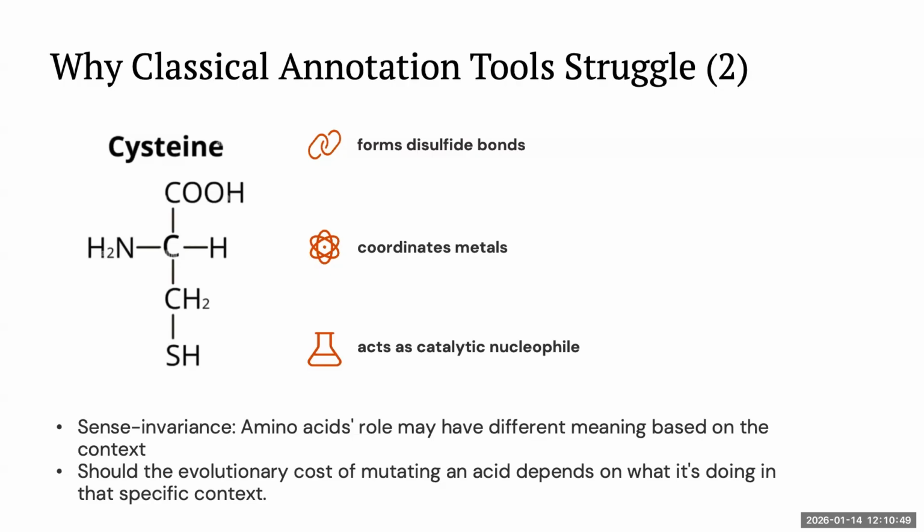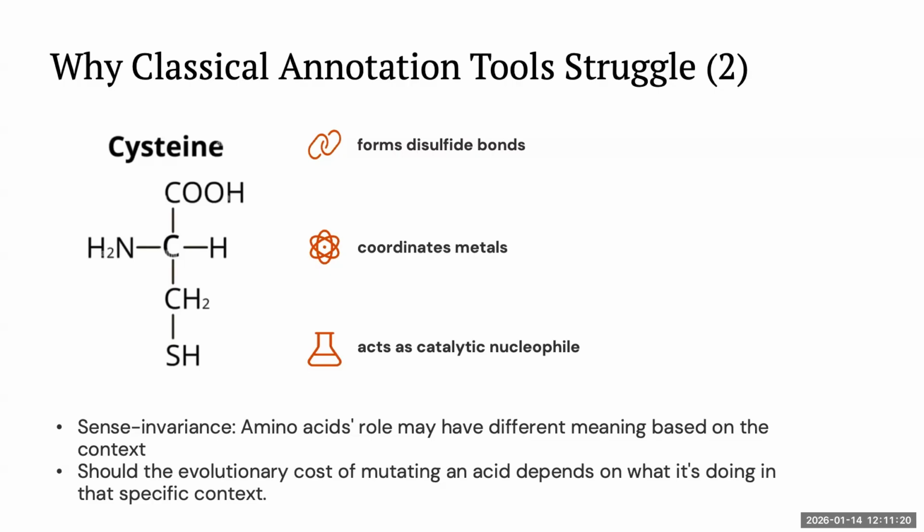So cysteine also has different roles. A cysteine can be important for forming disulfide bonds. If the protein folds and you have two cysteines that are close to each other, the sulfur on the side chains can form covalent bonds that provide structure to that protein. And cysteine is also involved in metal coordination and catalytic reactions and so on and so forth.